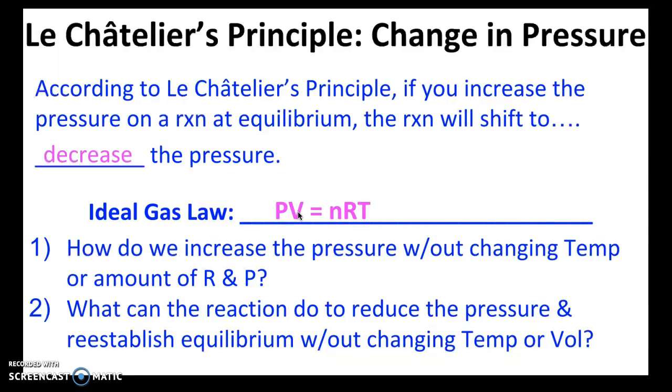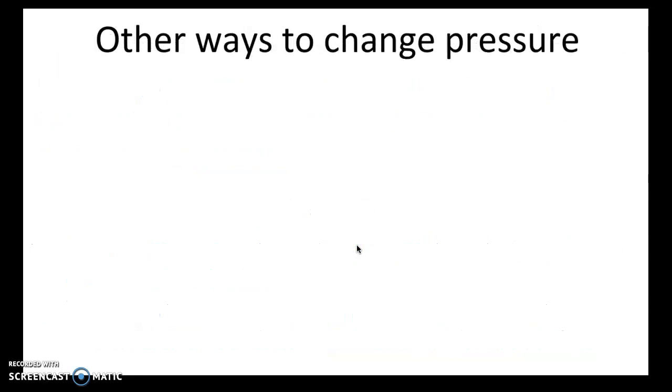Once you know that, the other question you should consider is, now that I know what happened to the pressure, whether it increased or decreased, what must the reaction do to reduce or increase it, depending on your change, to reestablish equilibrium without changing the temperature or the volume? Now you can't change temperature or volume. What else can you change? What's left is the moles. So when we're focusing on the shift for pressure, we're going to focus on the moles. And you'll see that in the next example.